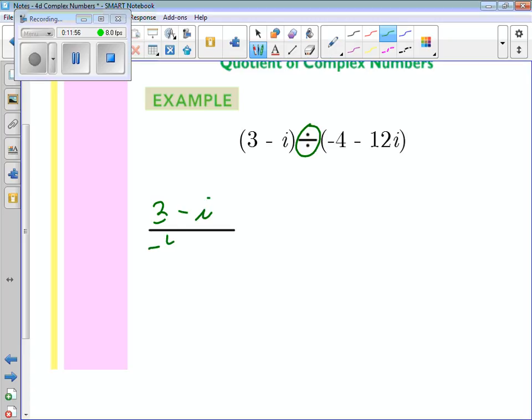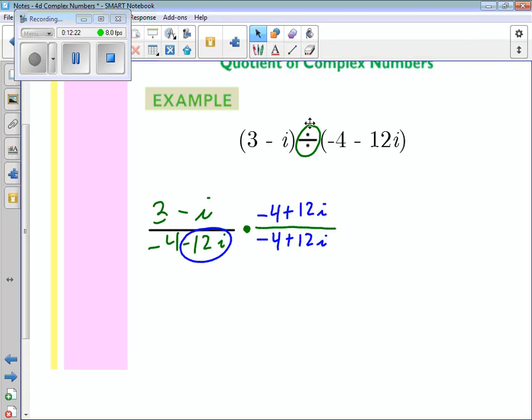Now when we multiply, it's always off of the denominator, and it's always the imaginary part of the complex number of the denominator. So you always change the sign. So it's negative 4 plus 12i. By changing the sign, it gets rid of the i's in the denominator, which is your goal here. So we have 3 minus i times negative 4 plus 12i.